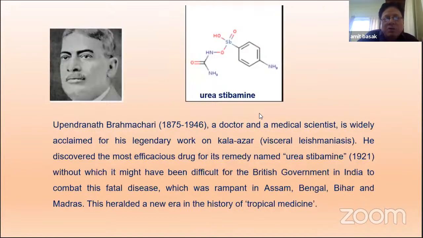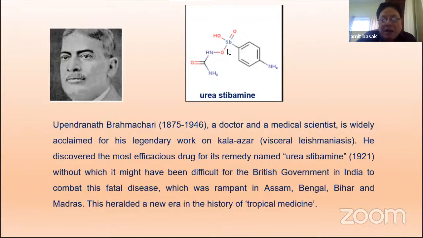About 20 years later, in our own city, Calcutta, Sir U.N. Brahmachari, Upendranath Brahmachari, developed the medicine for Kalazar, or black fever, and his drug was known as urea stibamine. Students should know the history that this is perhaps the only drug which was discovered right in Calcutta, working at the Campbell Hospital, which is now Nil Ratan Sarkar Hospital, NRS Hospital.